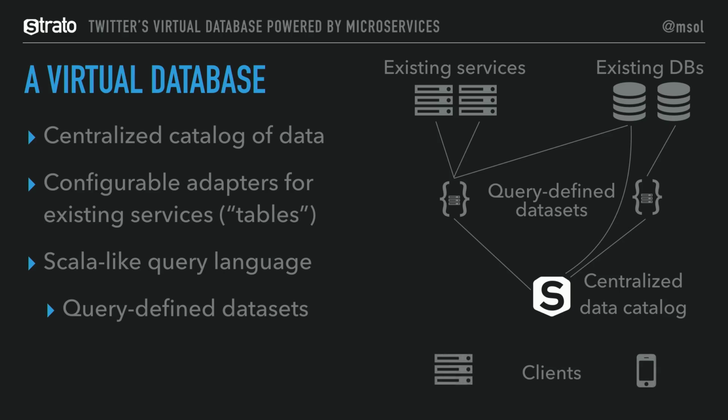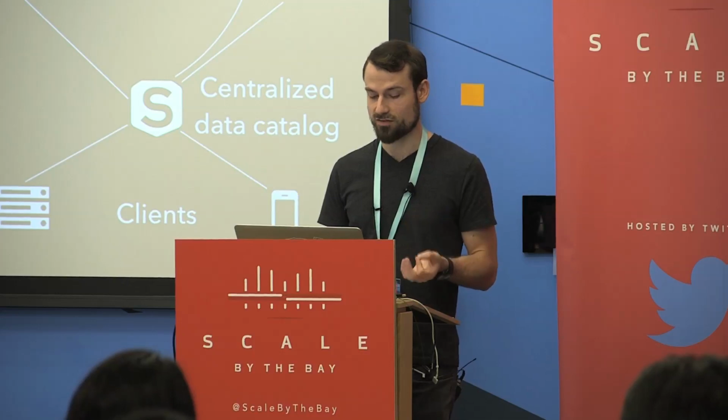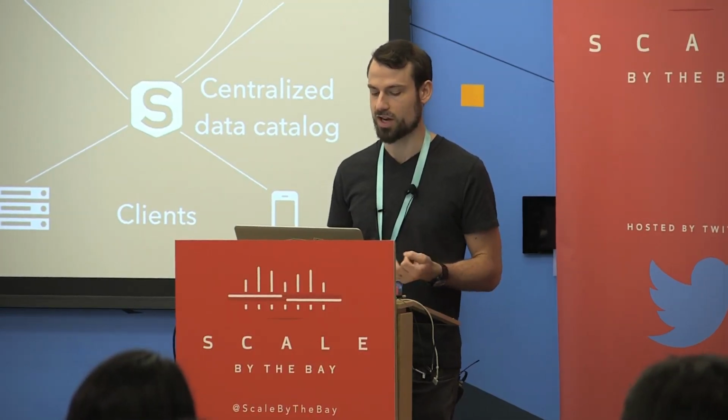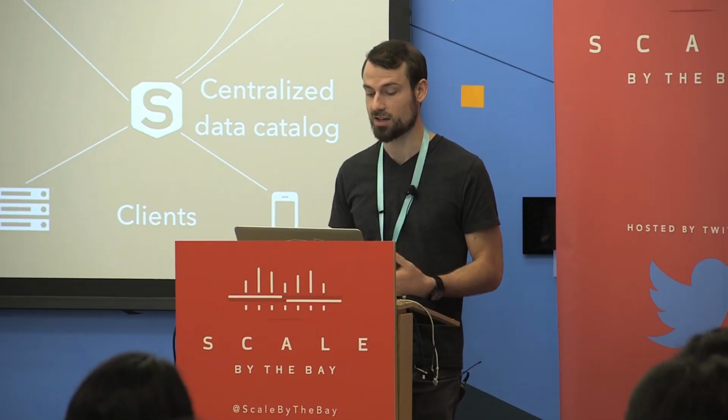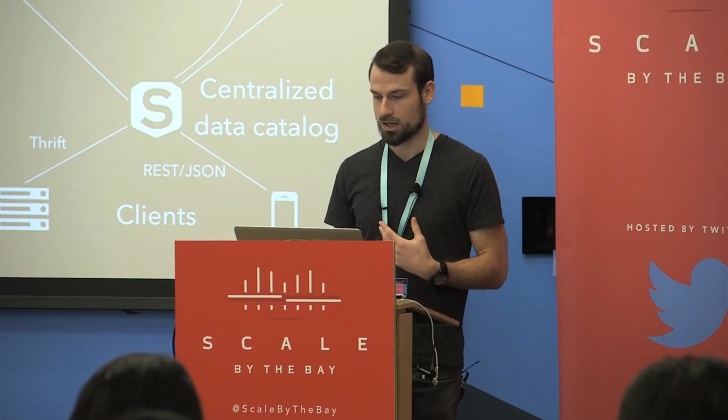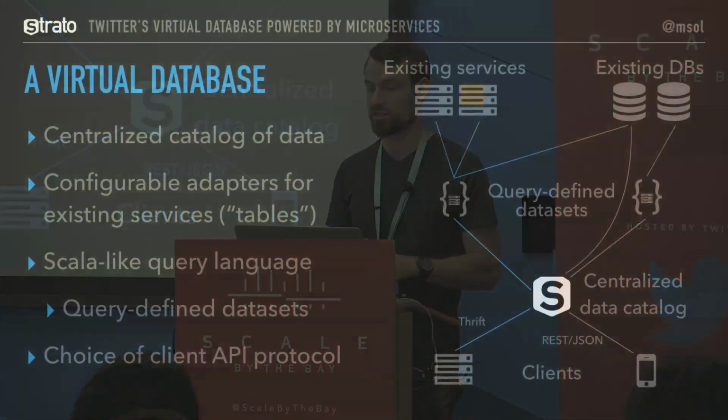By clients, I might mean other services that need to read or write data via Strato, or even end clients like apps on mobile devices. And some of you might see an issue here. Some clients, like servers, might want, say, a nicely typed Thrift API, but mobile clients might want a REST API with JSON or a GraphQL API or something like that. Because Strato knows the type definition of your data, we're able to generate Thrift, REST, and GraphQL APIs automatically. That means that your clients get to choose their API protocol. And that is a really quick introduction to Strato.